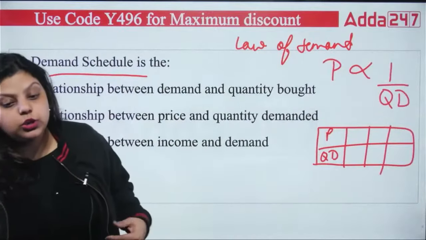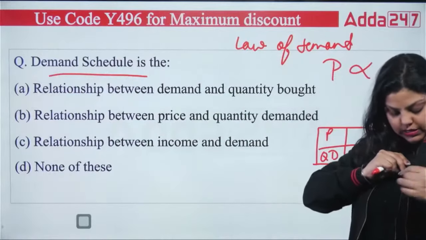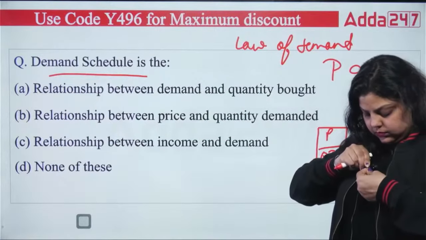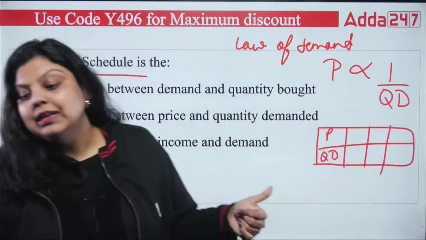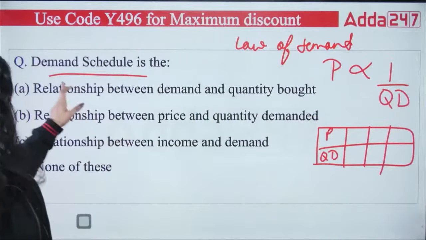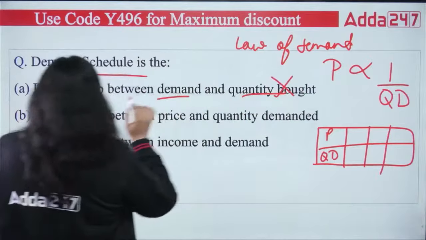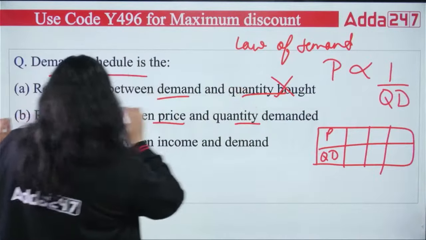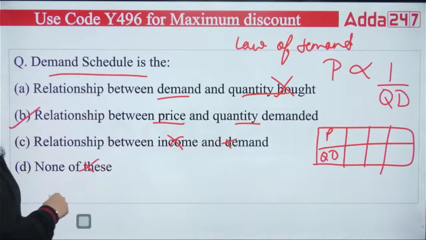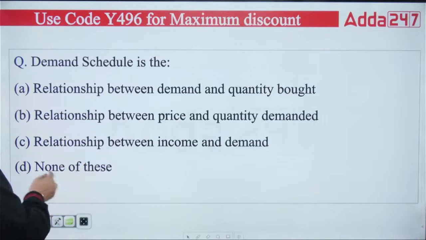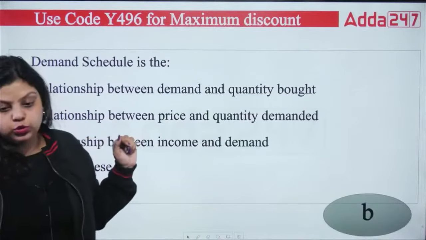So what is demand schedule? Demand schedule is simply when you represent the relation between price and quantity demanded on a table, that is your demand schedule. So the first option is saying relationship between demand and quantity, but not. Relationship between price and quantity demanded, this is true. Relationship between income and demand, no. None of these. So the right answer is B. When you represent the relationship between price and quantity demanded on a table, that is known as your demand schedule. So your right answer will be B.